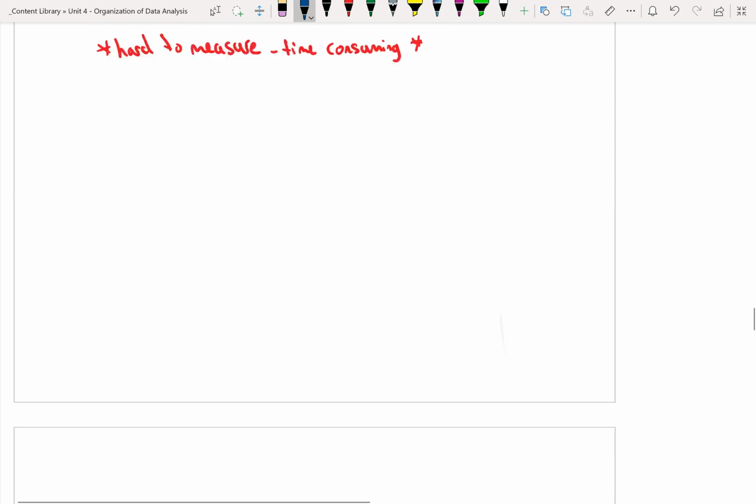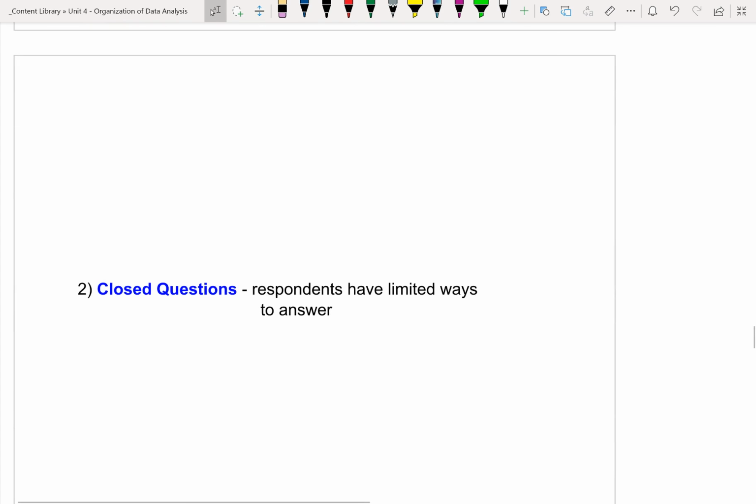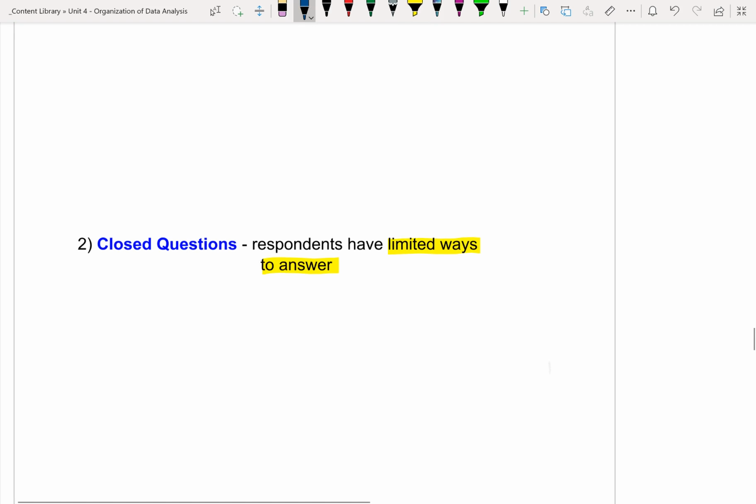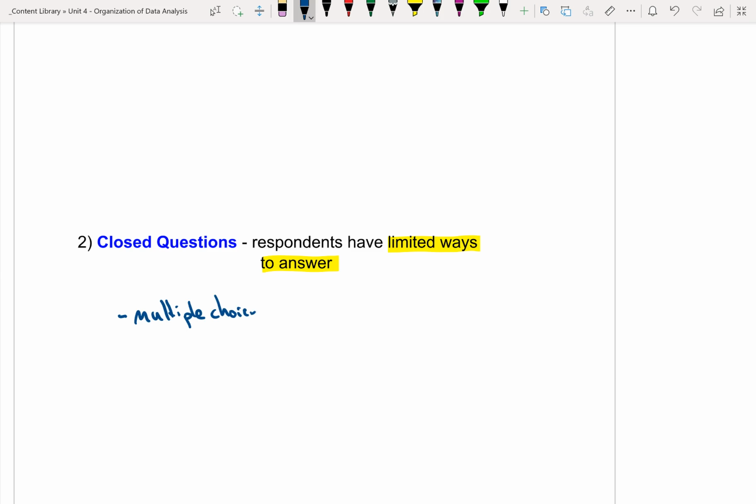The other type of survey question is closed questions. These are different because there are limited ways to answer. This means the respondent, or the person doing the survey, has only certain ways to answer. This could be something like multiple choice, right? You have option A, B, C, or D. Sometimes you may give them the other option, which means something that's not included.